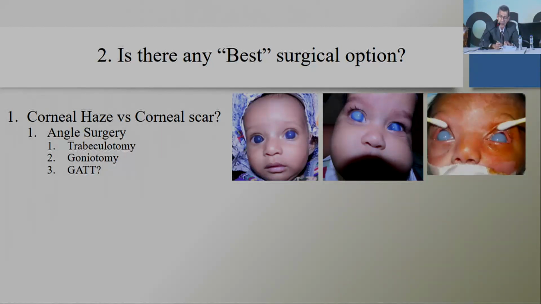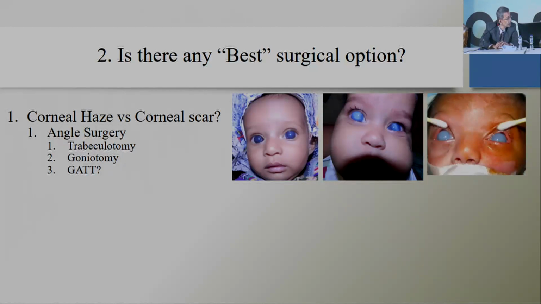GAT, I do not have much experience. Sirisa will be able to tell better. You have not written the option. The ab externo, the 360-degree trabeculotomy, illuminated microcatheter assisted 360-degree trabeculotomy is definitely an advancement over these techniques in isolation.